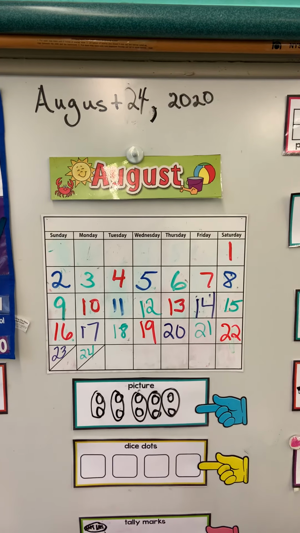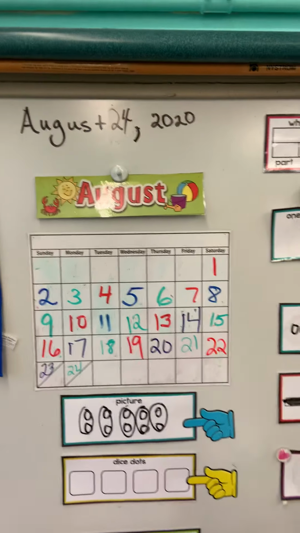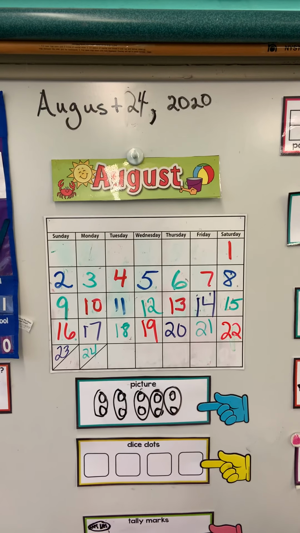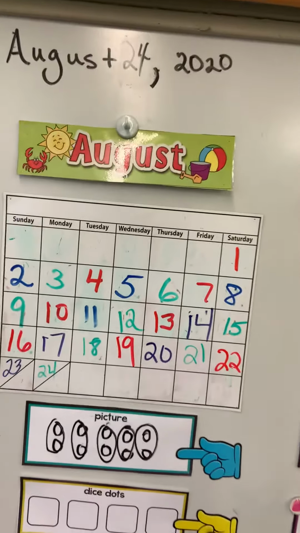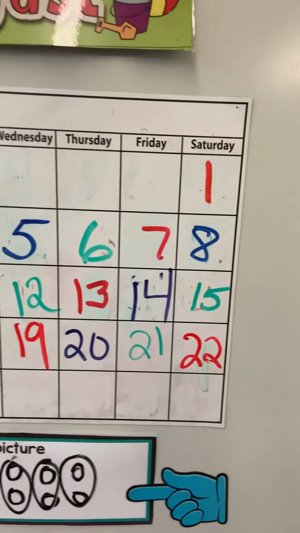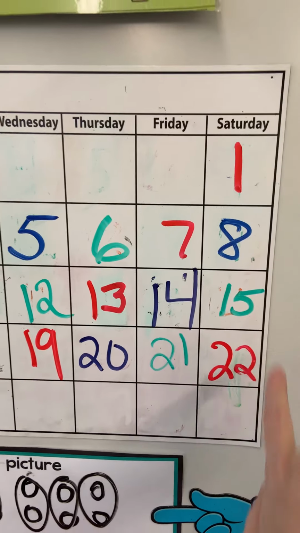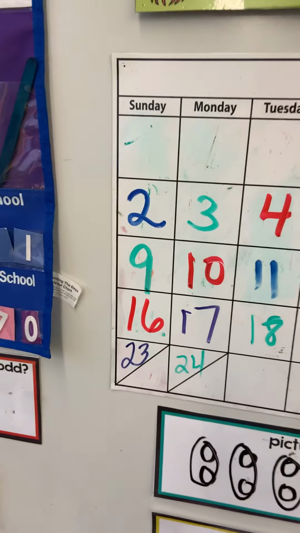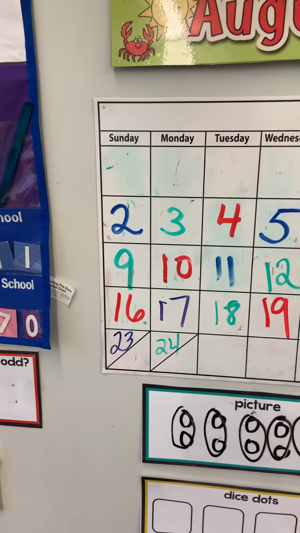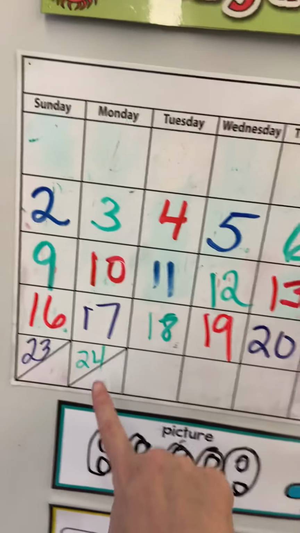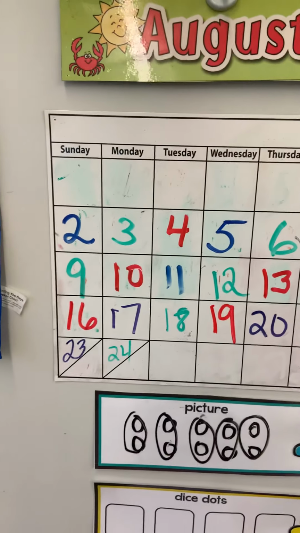It's that time again. It's number talk. Let's look at today's date, August 24th, 2020. Now, I've already filled out the calendar for you. We weren't here on Saturday. That was August 22nd. We weren't here on Sunday. That was August 23rd, and I did that in blue. That brings us to today, August 24th.